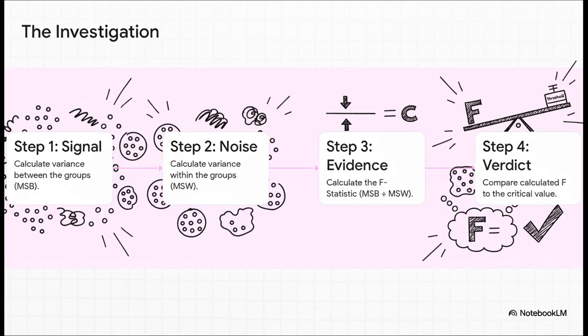So the investigation follows 4 pretty logical steps. First, we measure the signal, that's the variation between the group averages. Second, we measure the noise, the variation within each group. Third, we calculate our key piece of evidence, that F-statistic, just by dividing the signal by the noise. And finally, we take that number and compare it to a statistical benchmark to get our verdict.